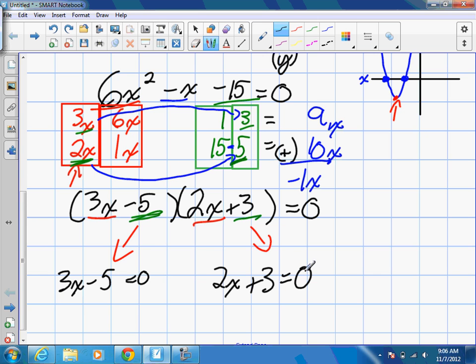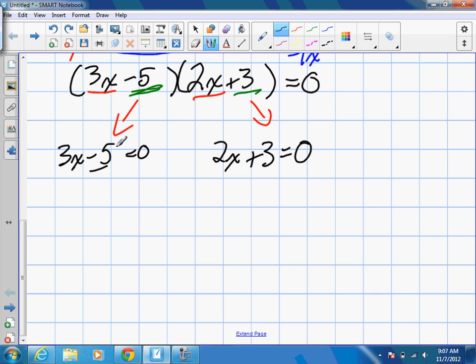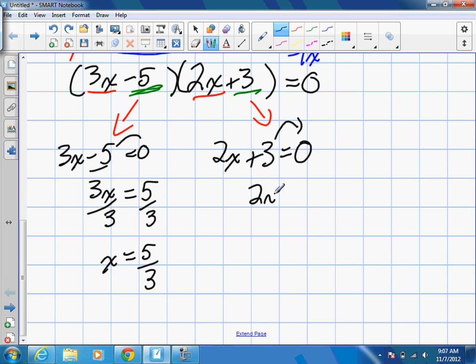Now that they're set equal to 0, we're going to solve for x. When I move negative 5 over, what does it become? Positive 5, good. And then to isolate x, what do I have to do with that 3? We got to divide by 3. So x is equal to 5 over 3. You can put it as a decimal or a fraction. Both are okay. That's one possibility. The other possibility, let's move this 3 over. We get 2x is equal to negative 3. And to move the 2 over, what do we have to do? Divide. X is equal to negative 3 over 2.